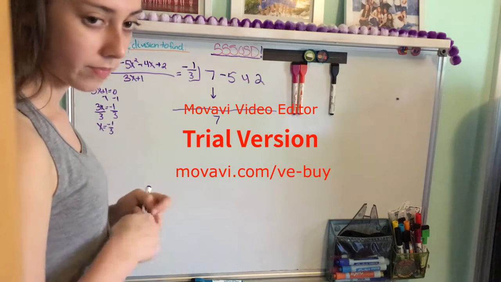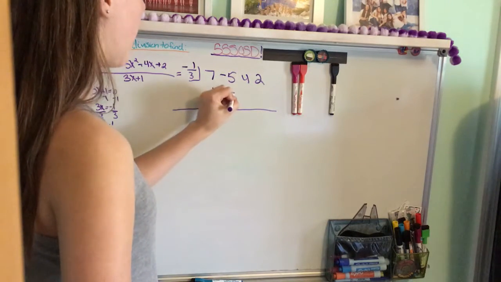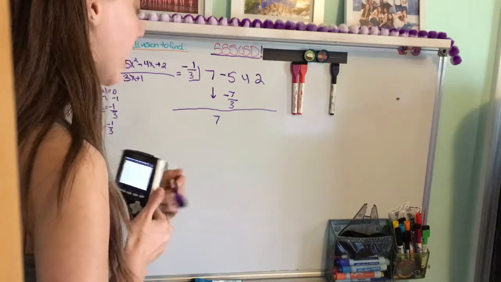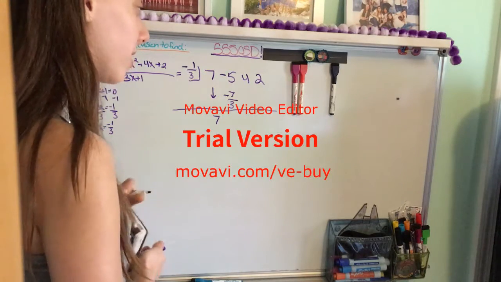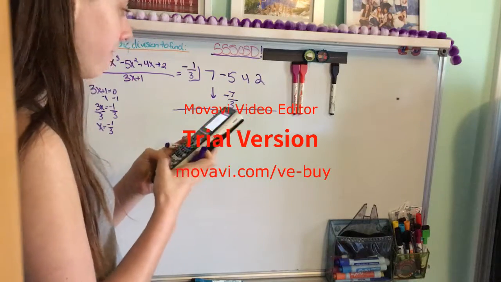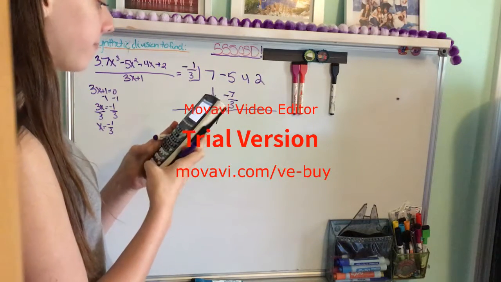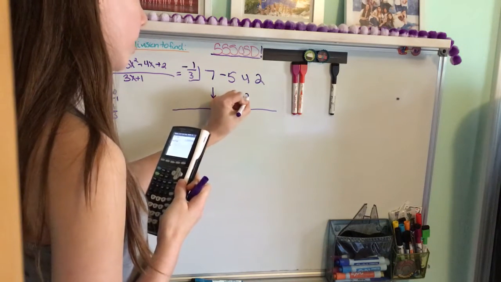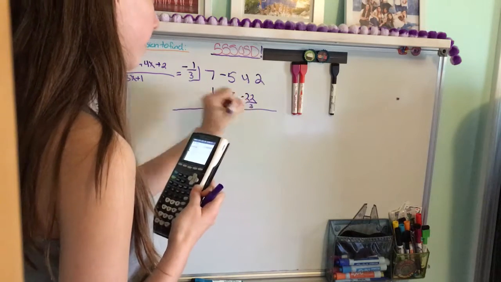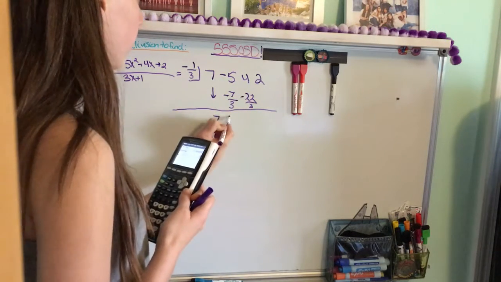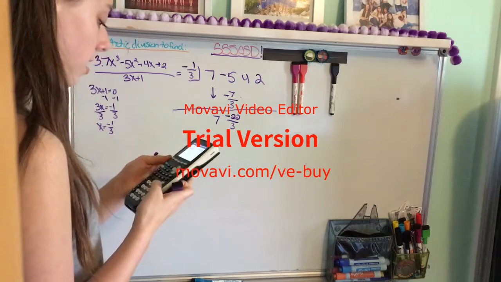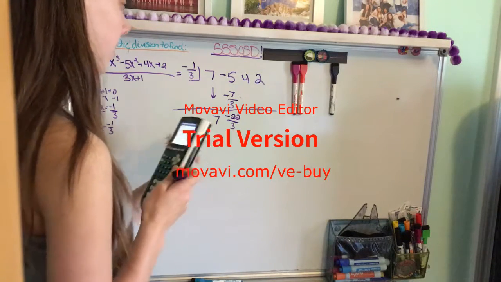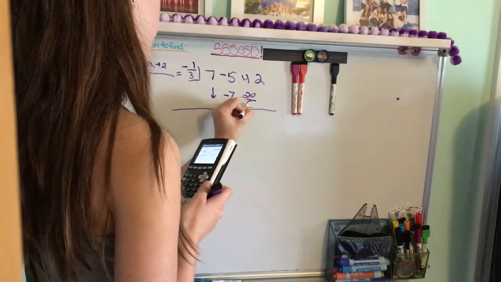So that is going to be negative 7 over 3. So we just multiplied 7 by negative 1/3, which is negative 7 over thirds. So now we add negative 5 plus negative 7 over 3 to get us negative 22 over 3. And so multiply negative 22 over 3 times negative 1 over 3 to get 22 over 9.